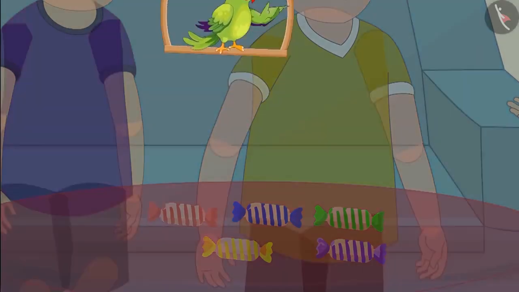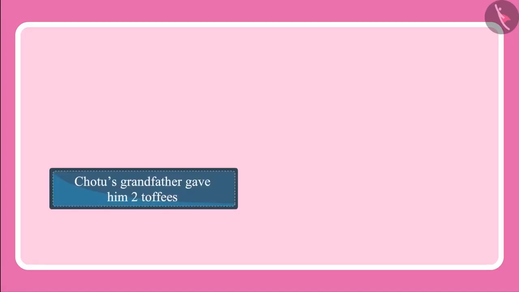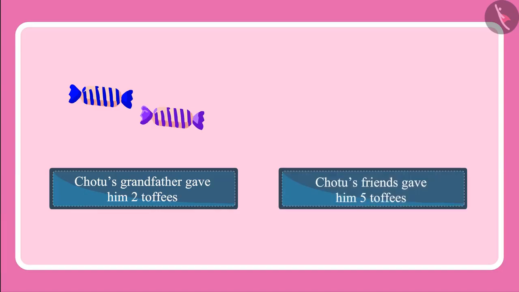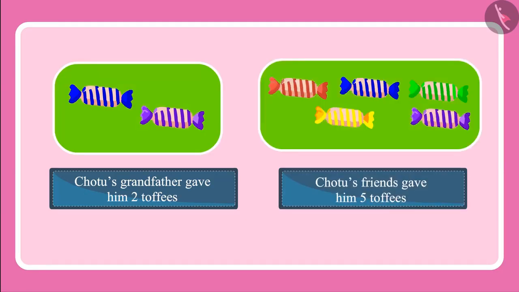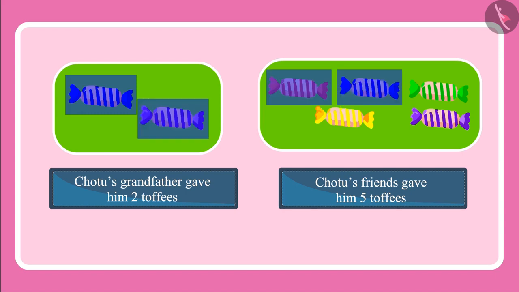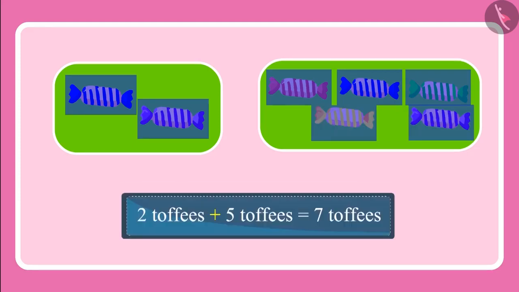Come, let's see. Chotu's grandfather gave him 2 toffees. And his friends gave him 5 toffees. 2 toffees and then 5 more toffees. Come children, let's count and see. 1, 2, 3, 4, 5, 6, 7. This means Chotu now has 7 toffees with him.